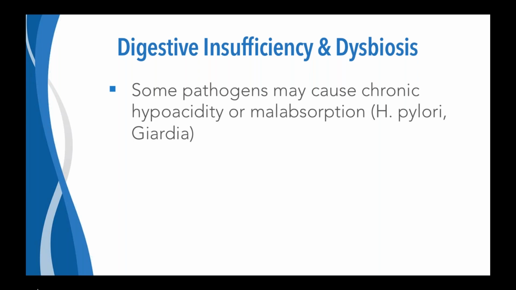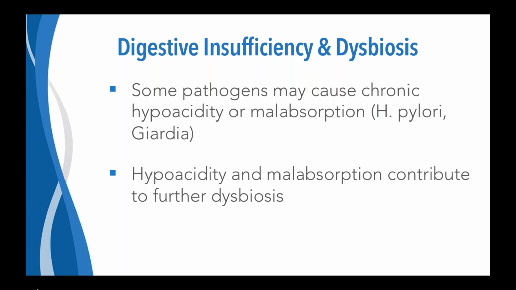Giardia also is another pathogen that's been well established to contribute to malabsorption. And then in turn, hypoacidity and malabsorption contribute to further dysbiosis. And these are all patterns that we actually commonly see with GI map. So this is a really big part of what we want to do in this webinar: help you connect the dots when you're looking at the results for a given patient and you see all these various markers for pathogens, normal flora, opportunists, and then also the intestinal health markers. How do you connect all those together to recognize these patterns and see if there is a potential impact related to digestive insufficiency?